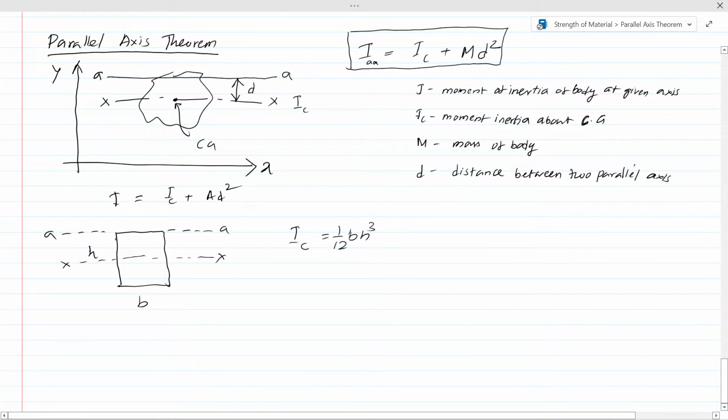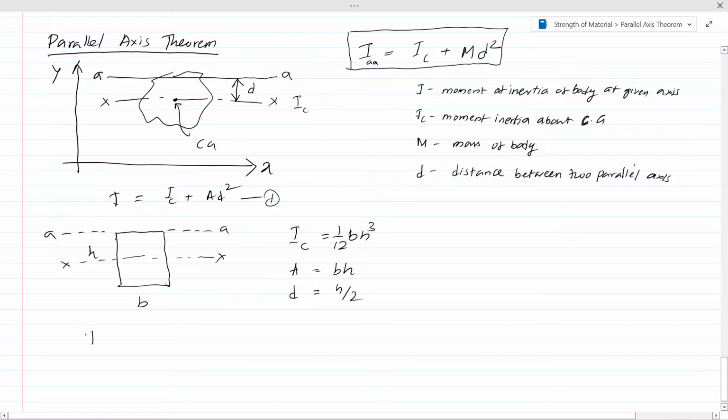For a rectangle we all know IC equals 1 over 12 into b h cubed. So this is from the theory. For a rectangle about the centroid, the moment of inertia will be 1 over 12 into b h cubed. The area of this rectangle will be b into h. Now the distance d will be, since the total height is h, h by 2. Then we can use these values to substitute into this equation number 1.